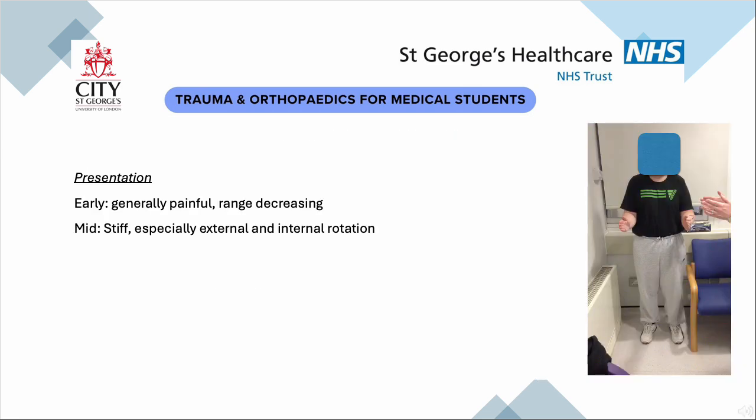So patients present with a variety of symptoms. In the early phase, it's generally painful and the range slowly decreases. In the mid phase, it's stiff, particularly into external rotation. So in the picture there, you can see trying to rotate the arms out to the side, and they're just unable to do it. In the later phases, you may see that some elements are starting to recover, but typically patients present before this time.